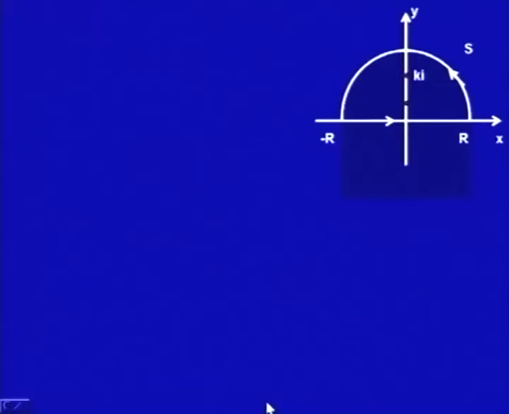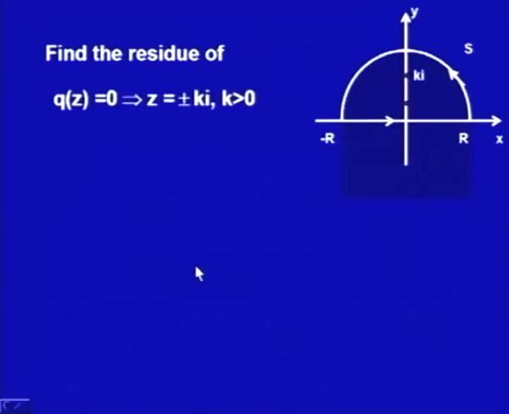So, let us see the residues. Now we have to find the residue of the function e to the power I s z upon k square plus z square. This function we will treat as p z upon q z, and the zeros of q z are at z equal to plus minus k I. Here I am making one assumption, because it was k square, so whether k is positive or negative was not making an effect. Now, let us assume that k is positive.